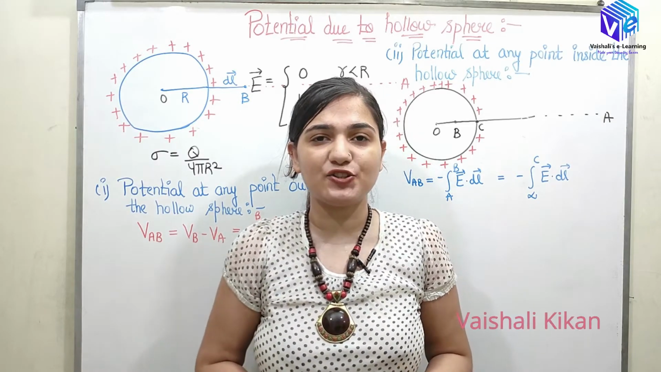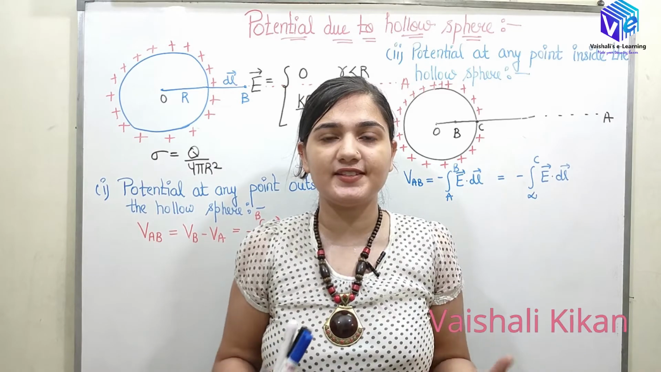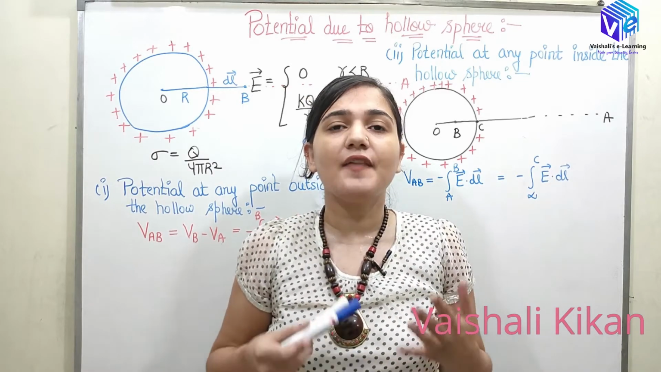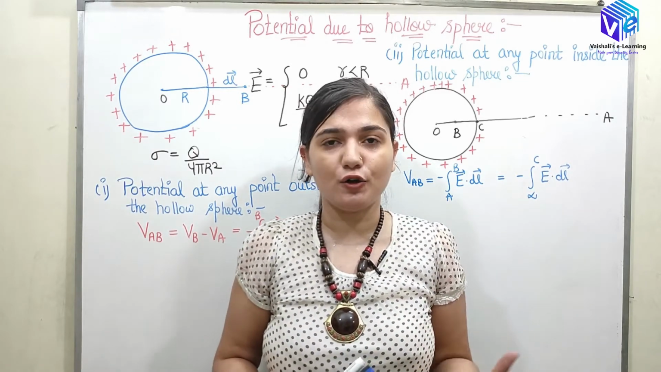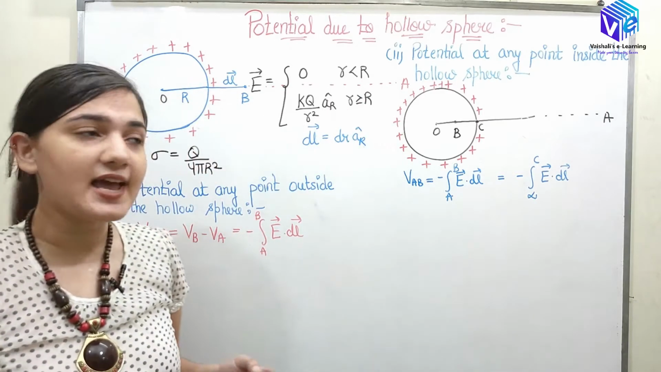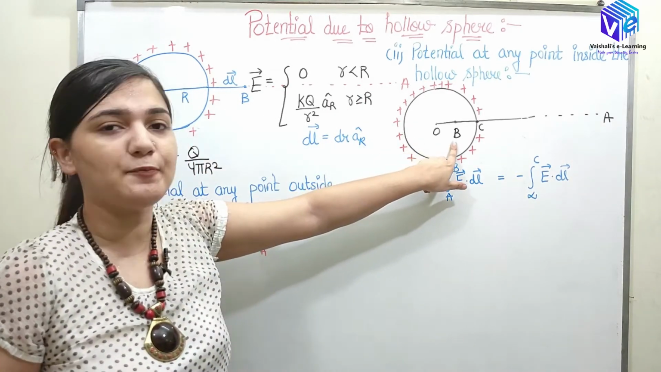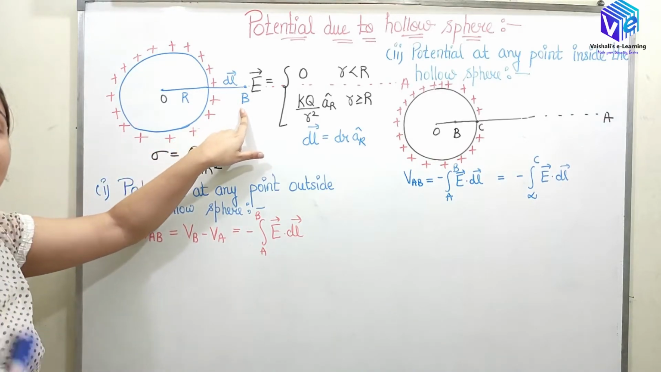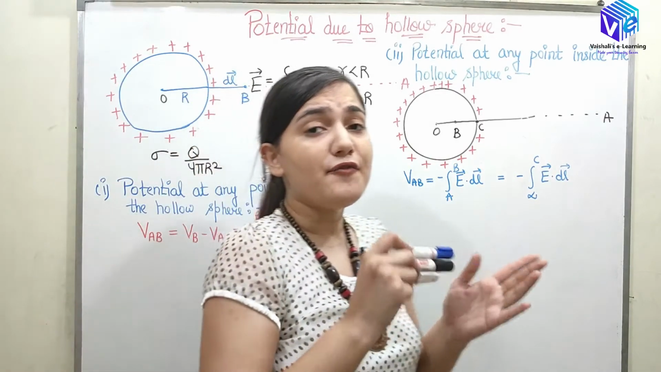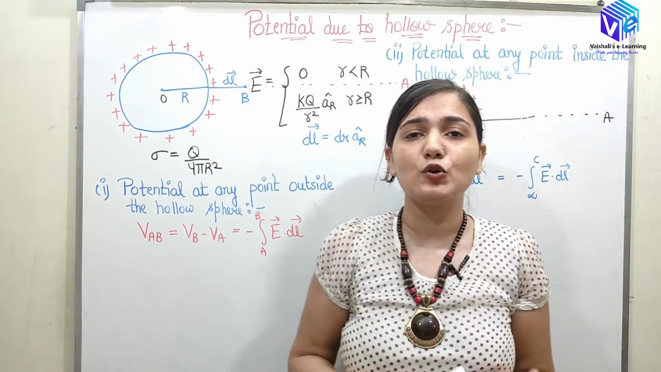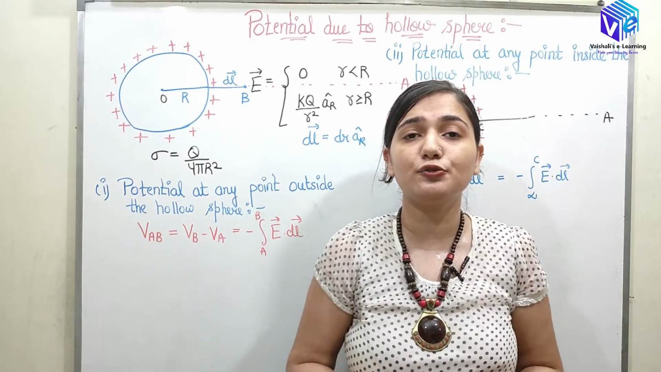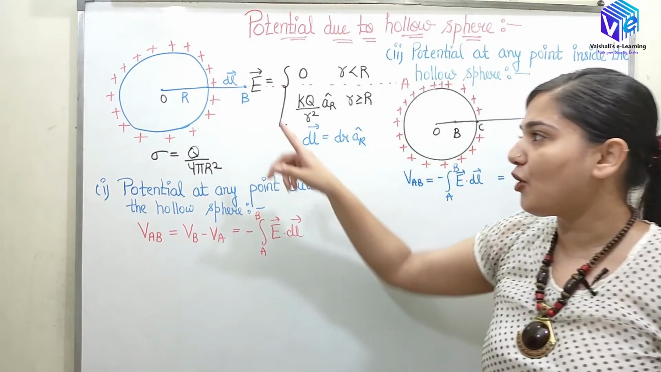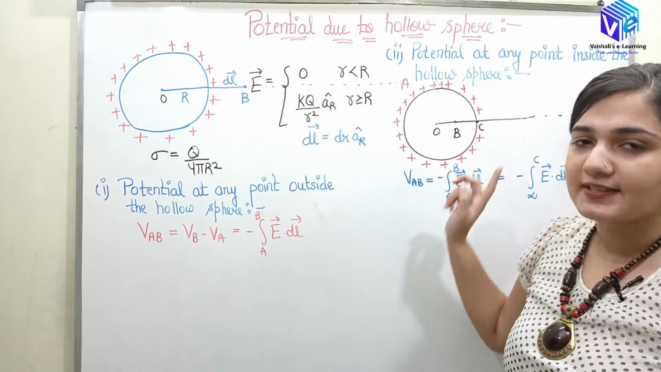We are discussing electromagnetics, or EMFT, and today in this session we are going to talk about the potential due to a hollow sphere at any point inside the hollow sphere. So this is the required point which is inside the hollow sphere, and at any point which is outside the hollow sphere. We have already discussed the electric field intensity due to the hollow sphere at any point outside and inside as well.